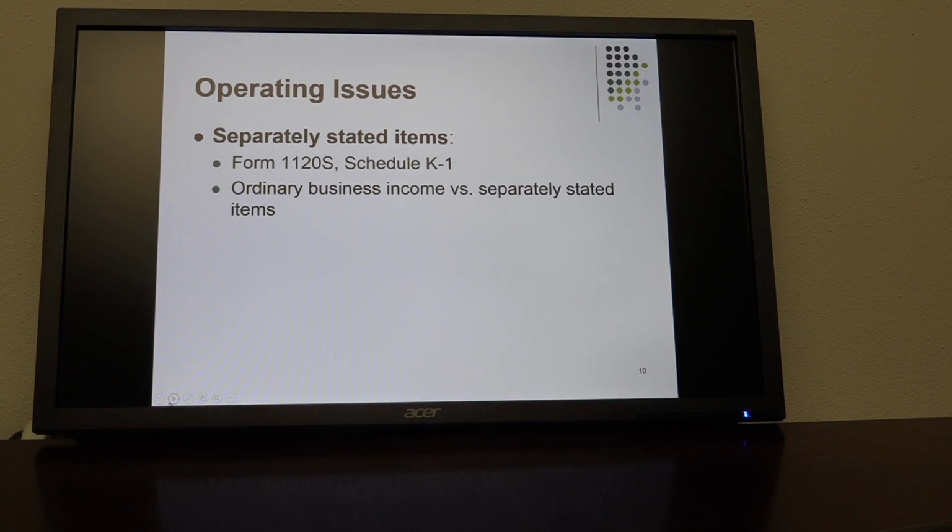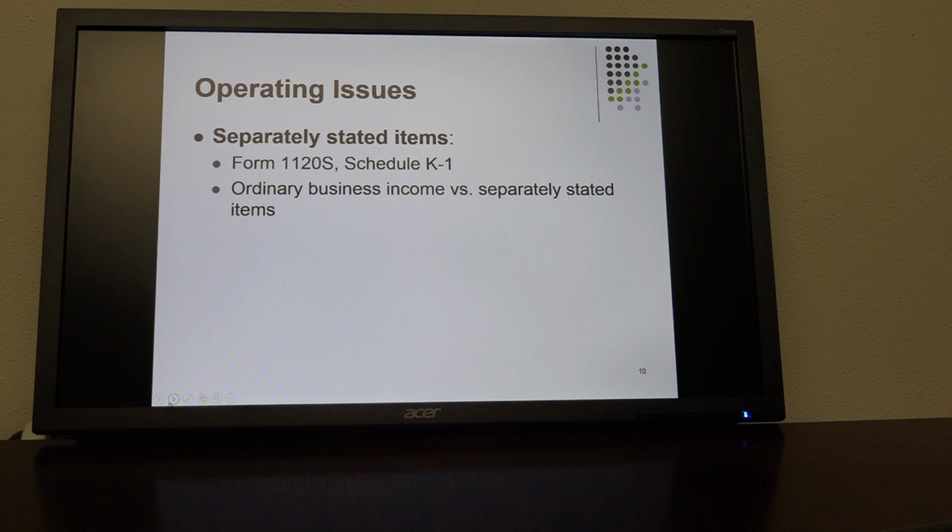And so, you have your S Corp, just like with a partnership, you've got your items of income, loss, et cetera. You've got your ordinary business income, and then you have your separately stated items. For the most part, these separately stated items are very similar to partnership. The only difference there as far as separately stated items relates to guaranteed payments. There is no such thing in an S Corp.